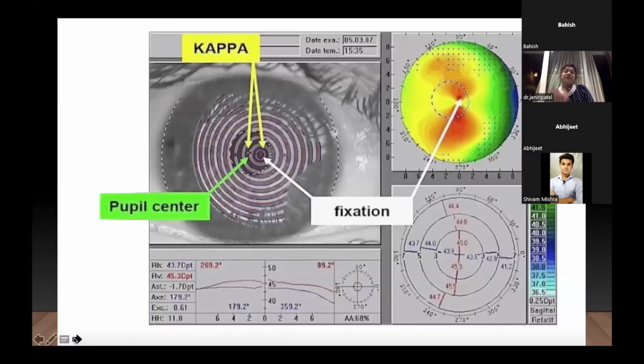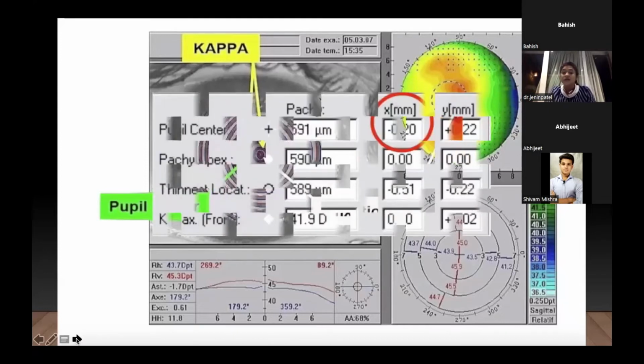Now, the very, very important part of refractive surgery is angle kappa. Now, none of the topographers ever measure angle. What they do is they measure the distances, which are then converted, or maybe for the sake of ease is called an angle. But the difference between a pupillary center and the fixation, the distance is what is measured, and that is called the angle kappa for convenience.